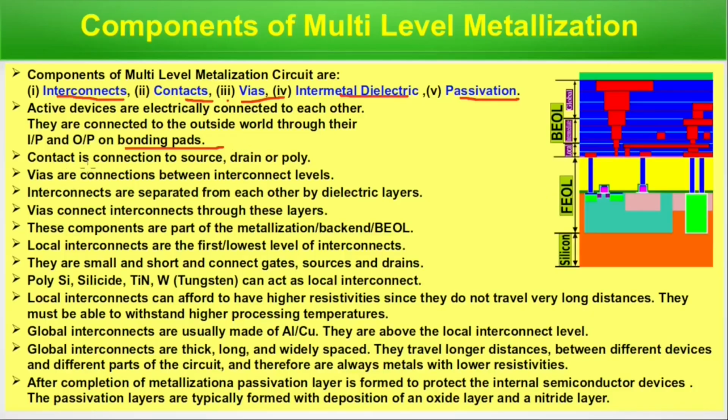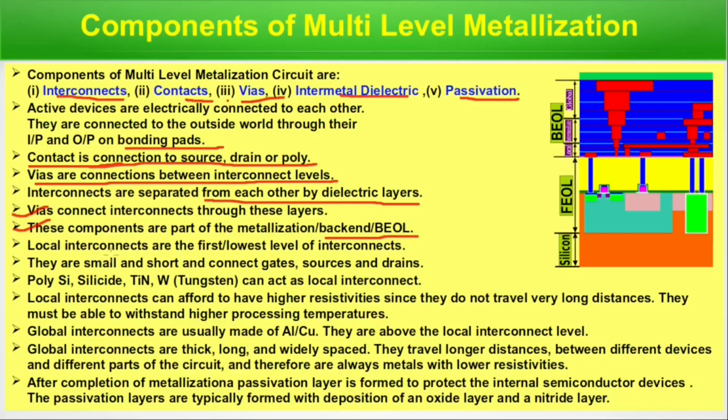Now, contact is the connection to source, drain or poly. For an active device MOSFET, there are three connections, source, drain and poly, so contact is the connection with them. Vias are connections between interconnect levels. Interconnects are separated from each other by dielectric layers, and vias connect interconnects through these layers. These are ILDs, or interlayer dielectric. They connect through these layers. These components are part of metallization, or backend, or BEOL.